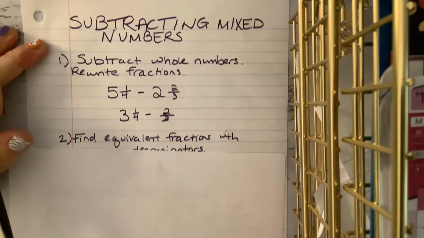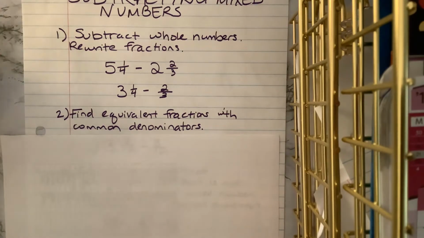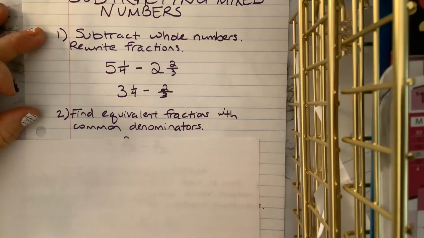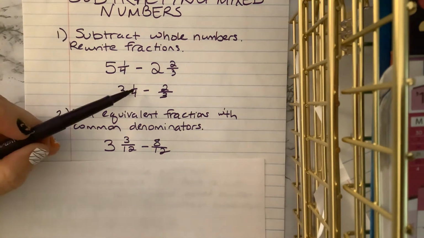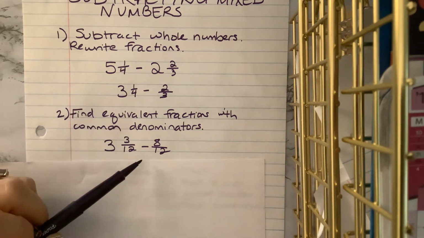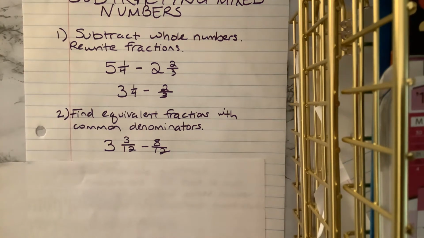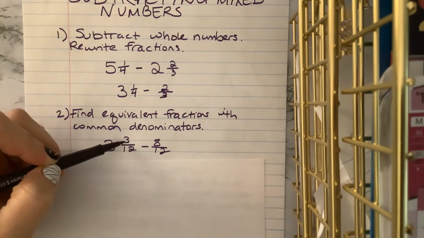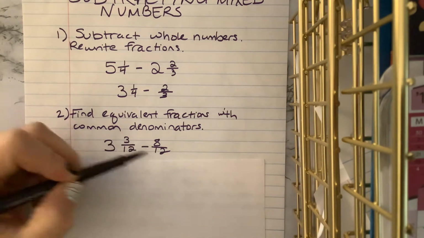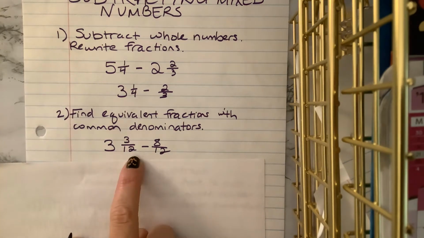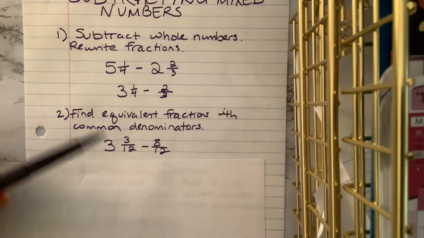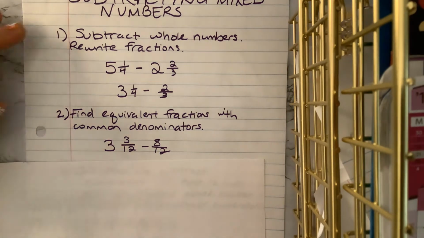So next step is to find those equivalent fractions with common denominators. So 4 and 3, their common denominator will be 12. So we have 3 and 3/12 minus 8/12. So if you're looking ahead, you might see a problem here. 3/12 minus 8/12. We actually can't do this subtraction as is, right? If we have 3 of something, we can't take away 8. So it's going to involve us using the whole number.